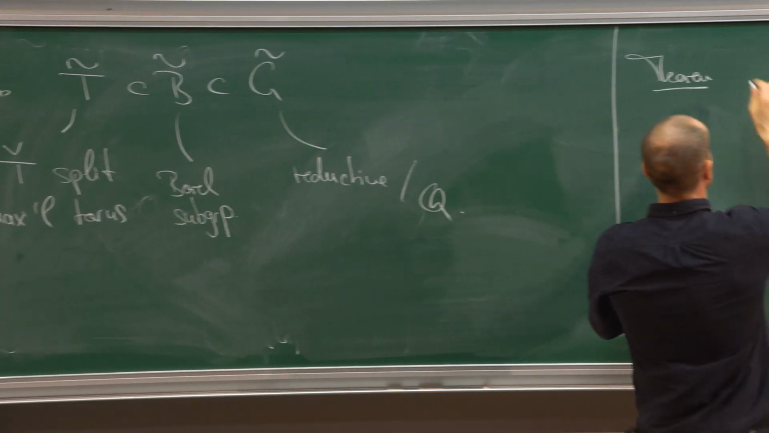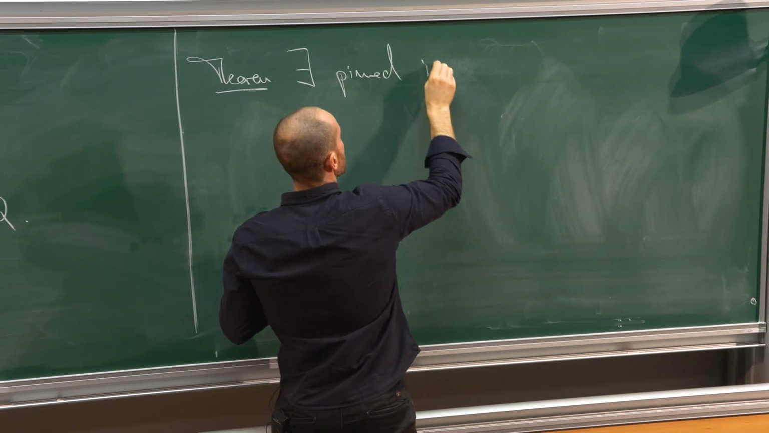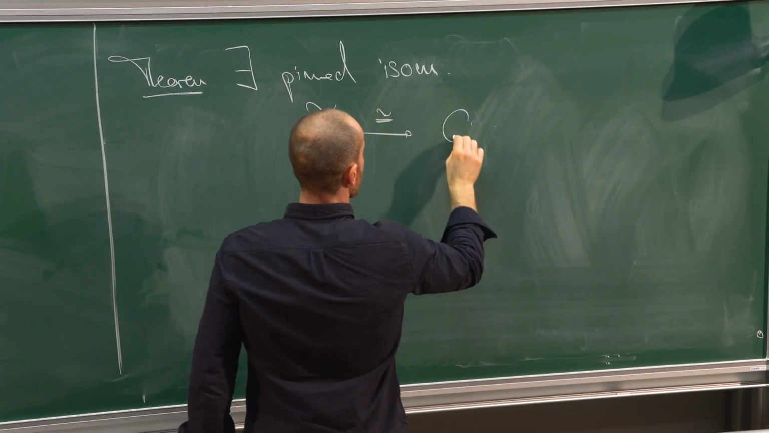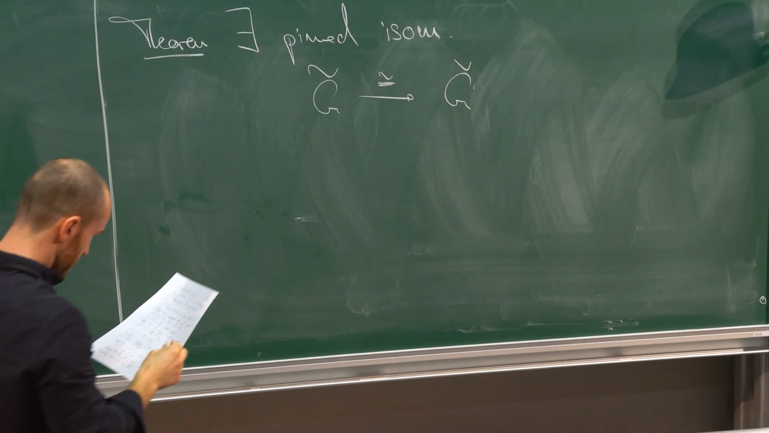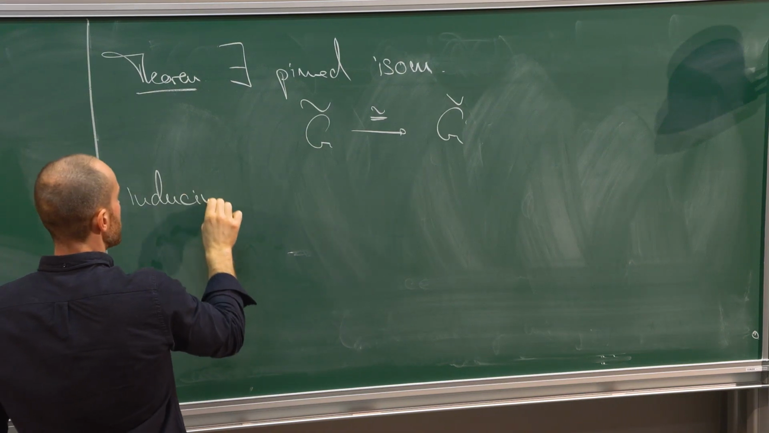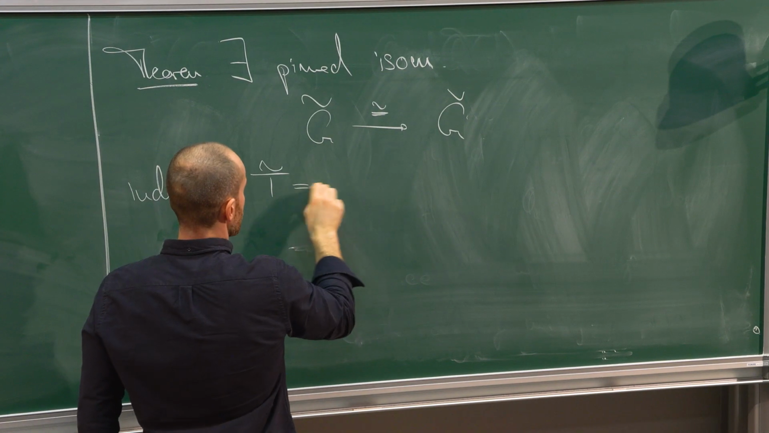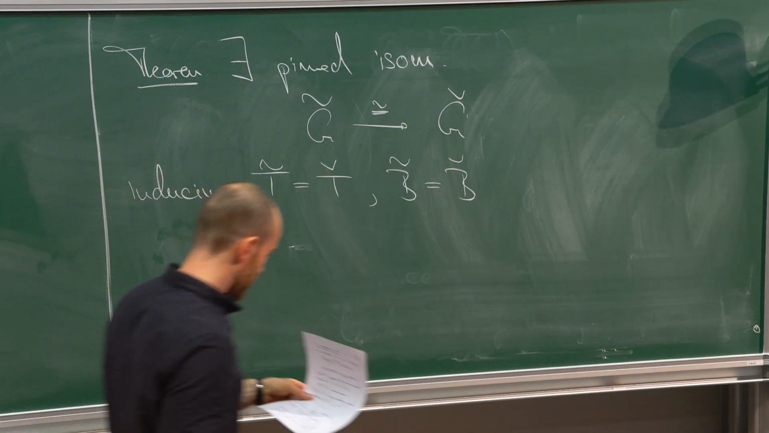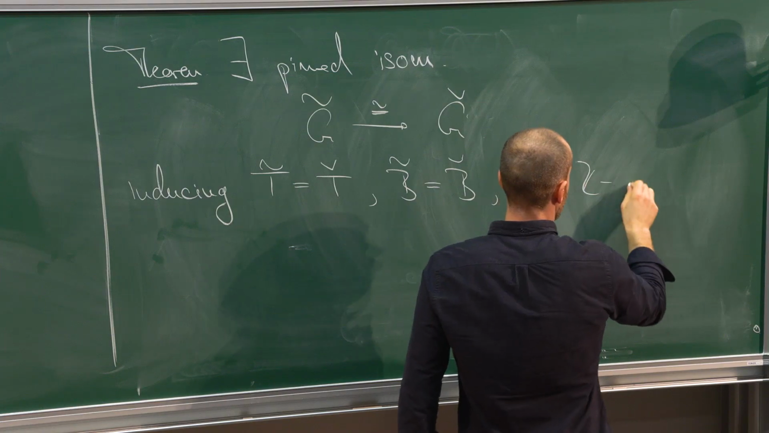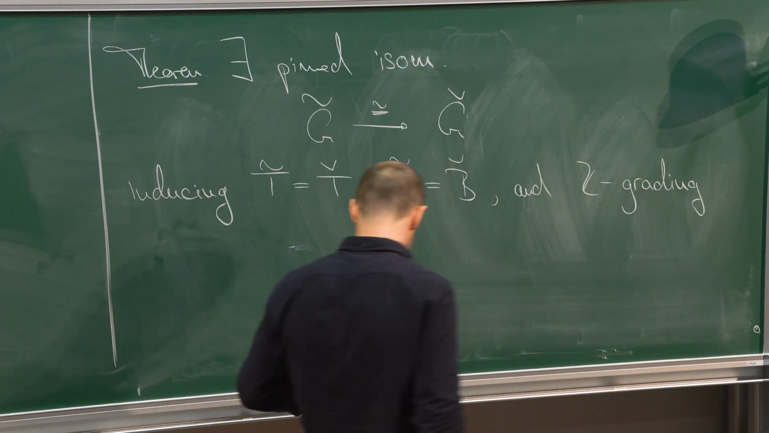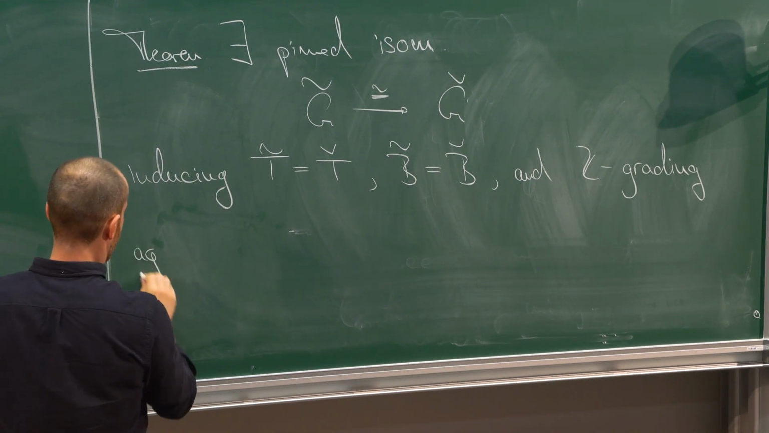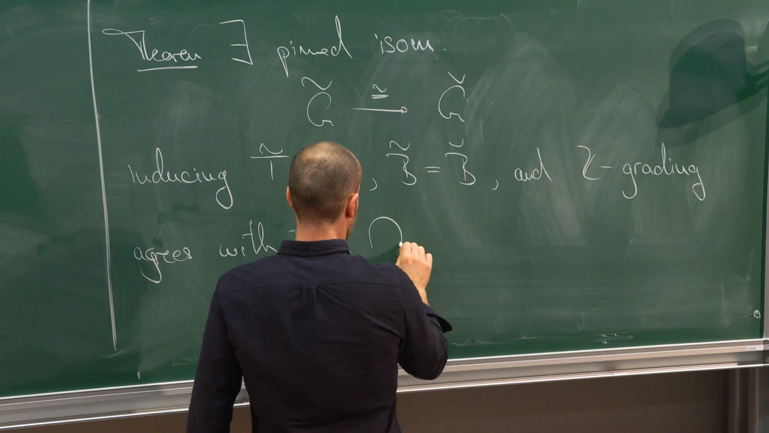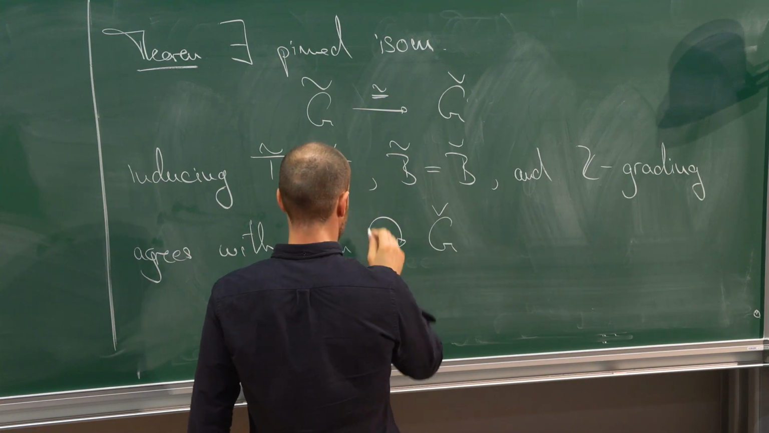Then I guess the theorem is there exists a pinned isomorphism towards the dual group with its canonical pinning, so identifying these groups, inducing T tilde equals T check, P tilde equals B check, and also the Z grading agrees with G_m acting via the adjoint action of rho.